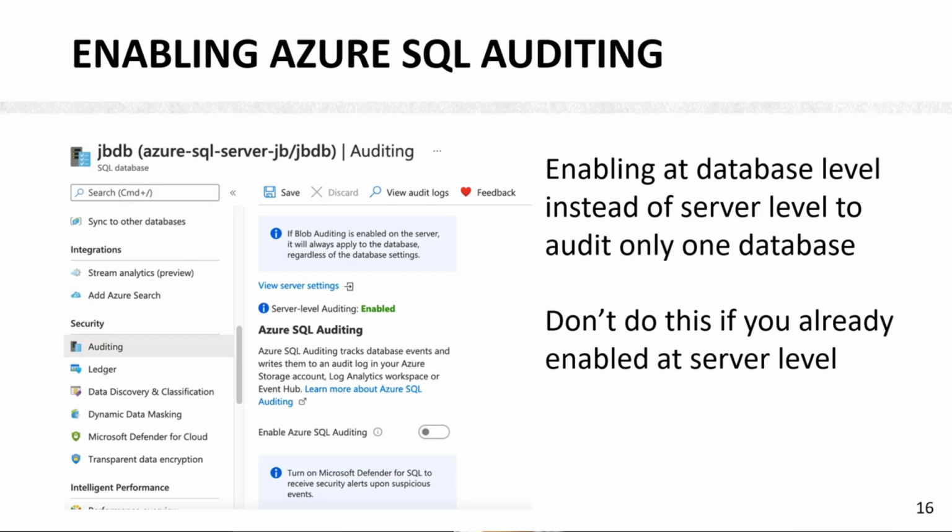So here's enabling at the database level. You note here in the screenshot that you see server level auditing is enabled. That's your warning to not enable it at the database level. But here, it might say disabled. Then in that case, you could enable it at the database level. It looks very similar to server level. I just wanted to show you that. Like I said, don't enable at database level if you have it at server level.